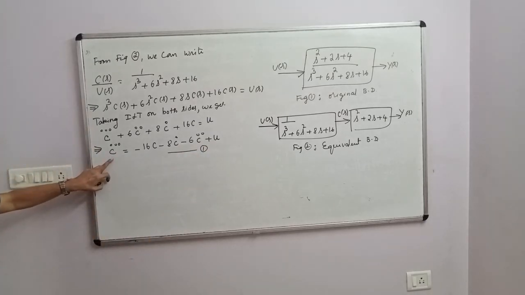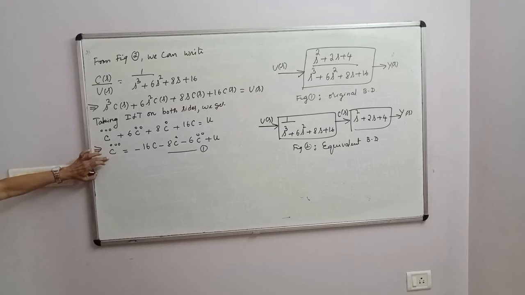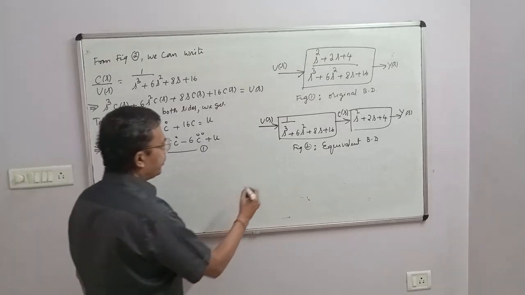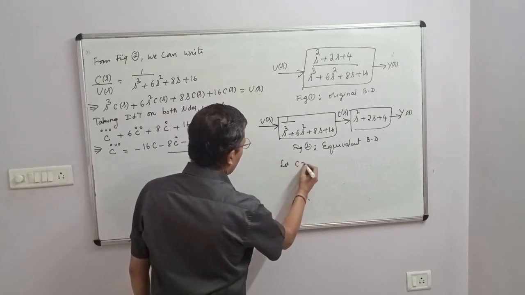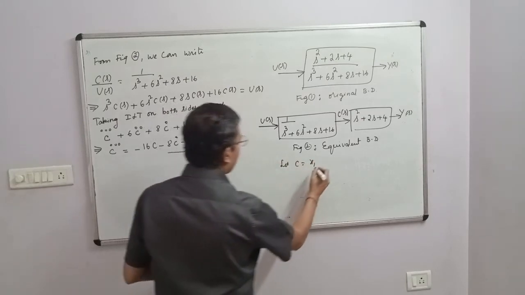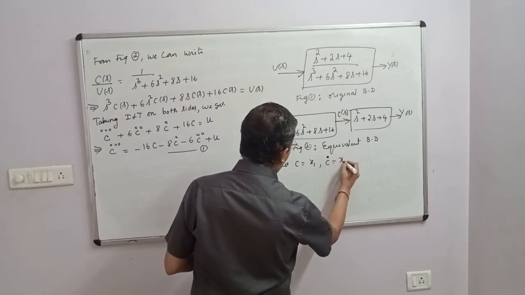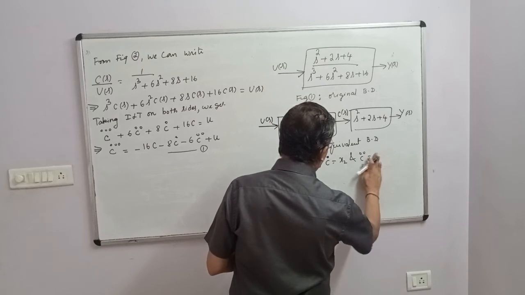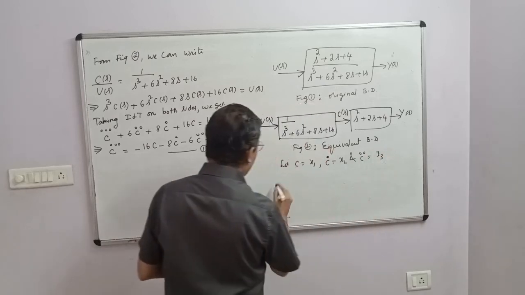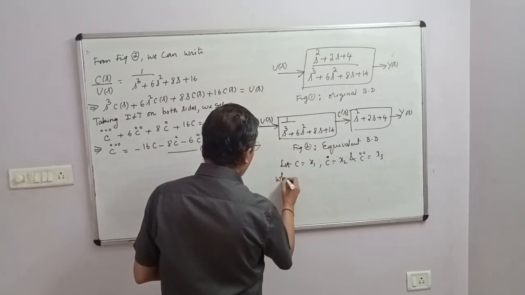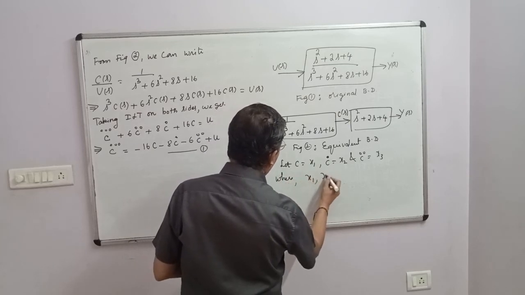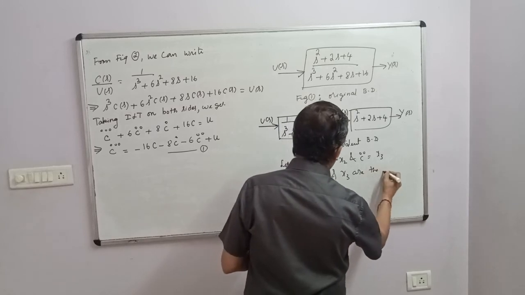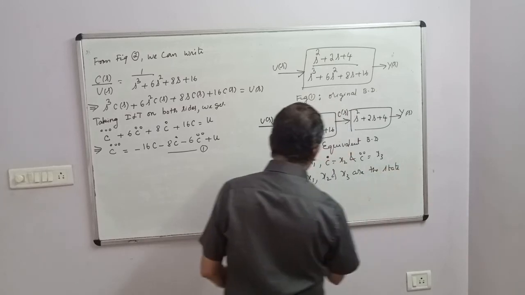Equation 1 is obtained by keeping the highest order derivative on the left side and shifting all the terms onto the right side. Let C be equal to x1, C dot be equal to x2 and C double dot be equal to x3. Where x1, x2 and x3 are the state variables of the system.